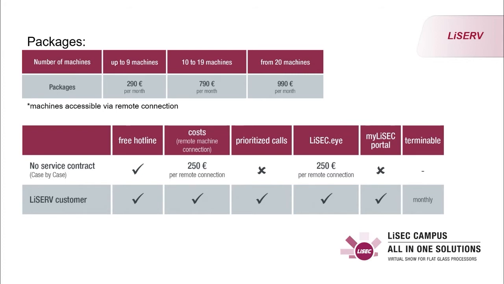Without contract, you need to pay 250 euros for 1 support case. That means if you ring in for a fault and we need to go online, for example, 10 times to solve this 1 fault, then you pay only 250, not 10 times 250. So as long as we work on 1 case, on 1 fault, more or less, it costs you 250 euros. It doesn't matter actually if we go online now with the LiSEC.eye or with the remote connection, or if we use both. It's 250 euros for the case itself.